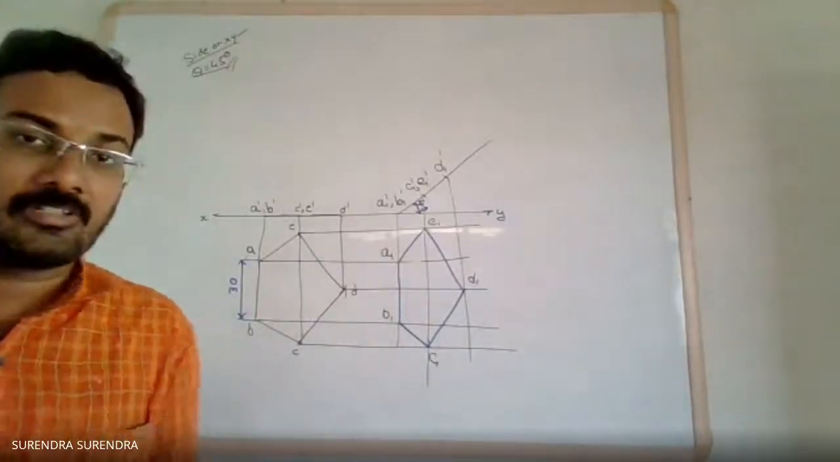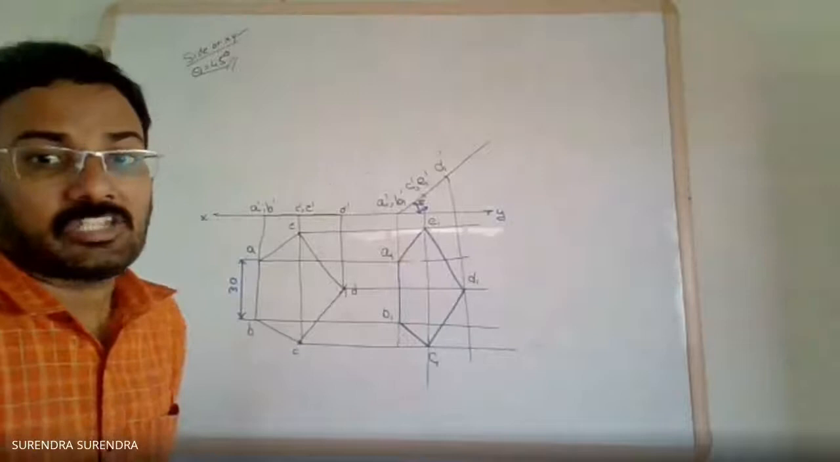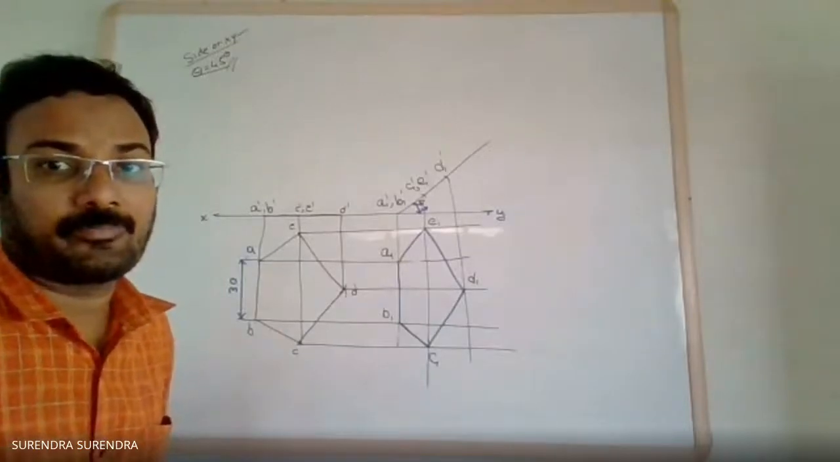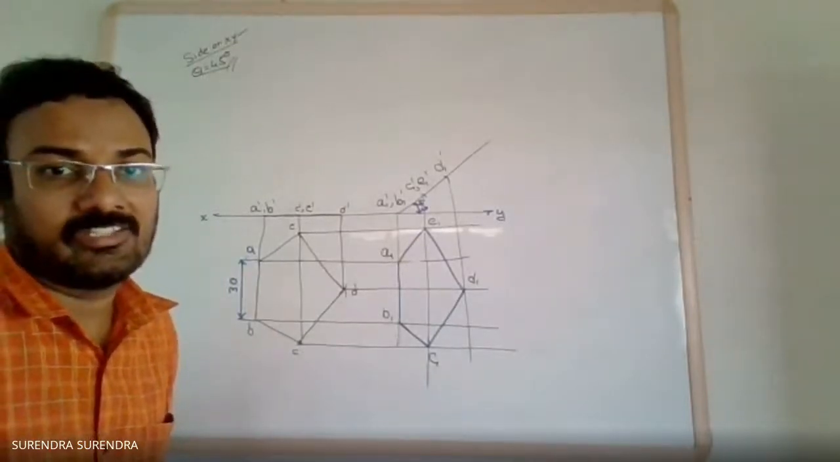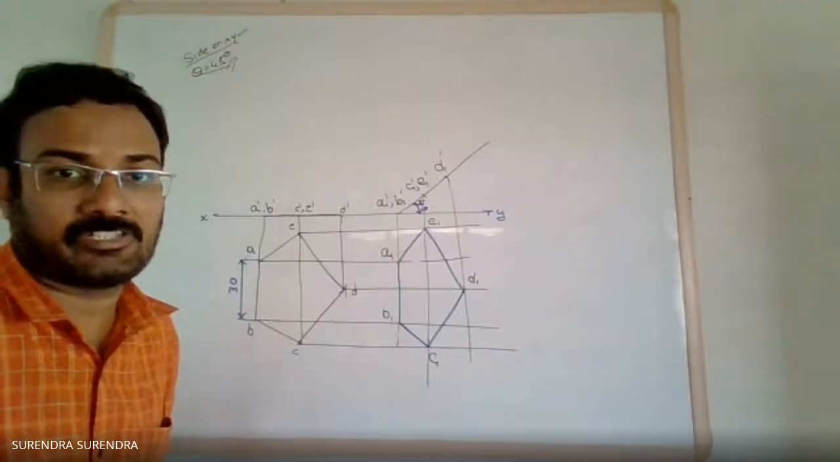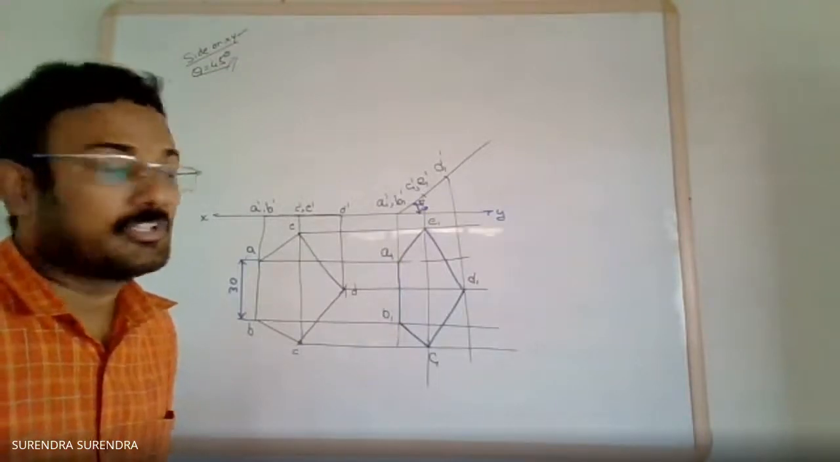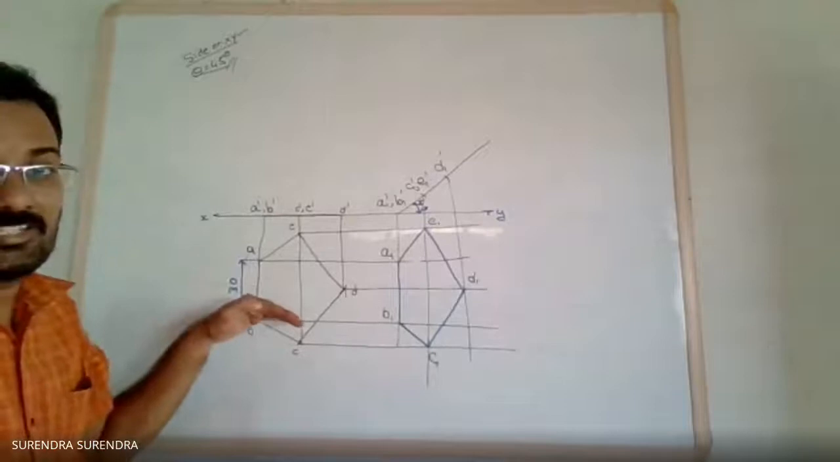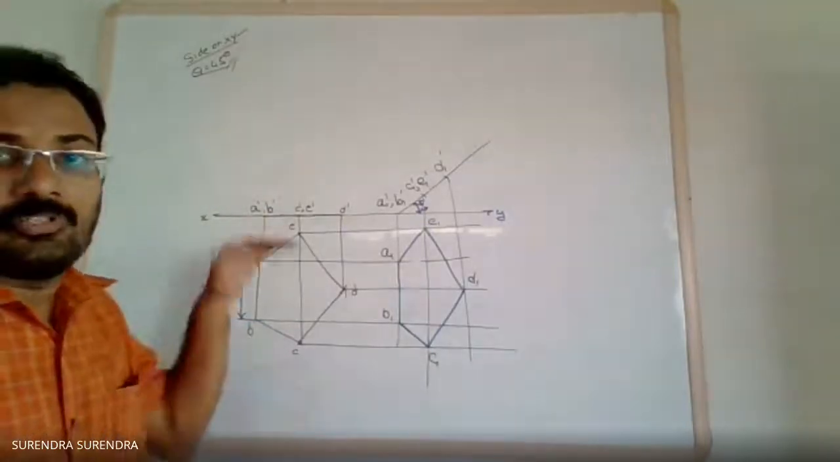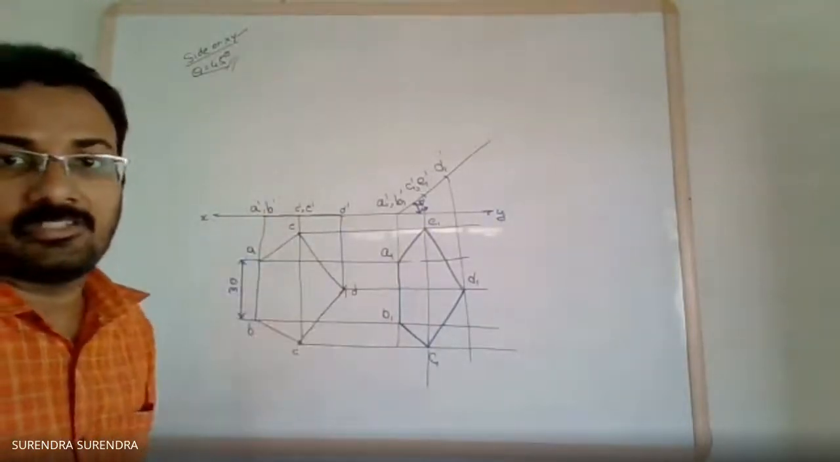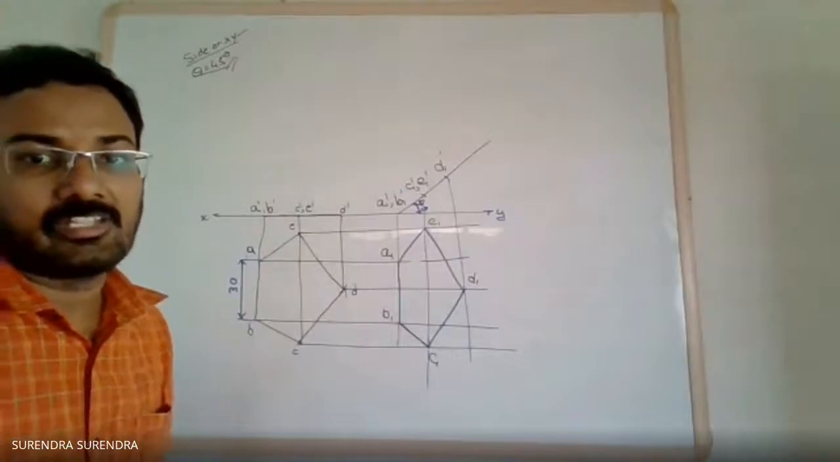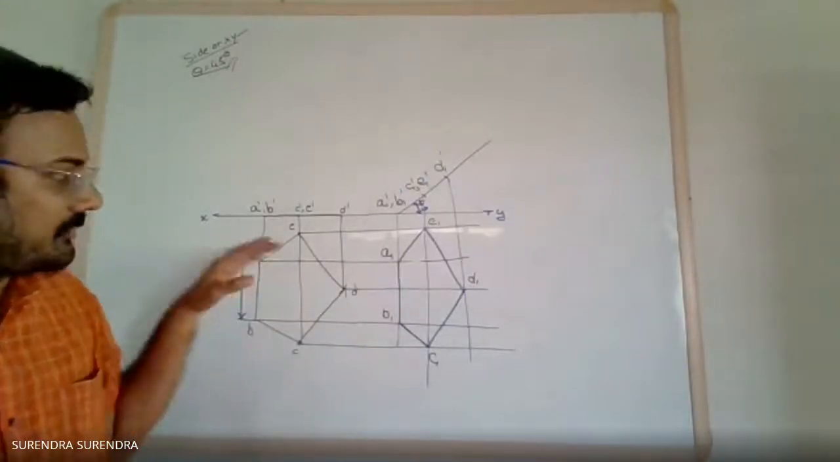And here one more thing: the distance of the plane from the vertical plane is not given. The distance of the surface from the vertical plane is not given in the problem. So you can draw this polygon anywhere in the top view. The distance from the XY line need not be exact. Any distance, but you have to be careful.